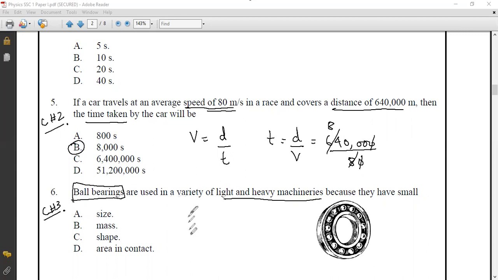So the main purpose of the use of this ball bearing is to reduce the contact area, that eventually reduces the friction and the energy loss in that machinery. And we have the correct option, that is option D.